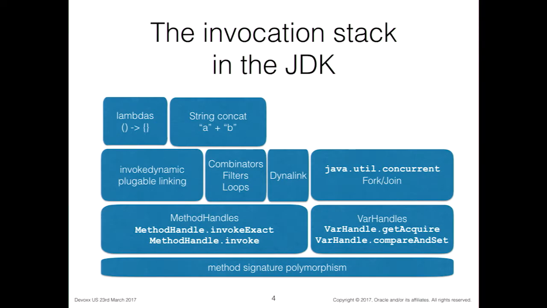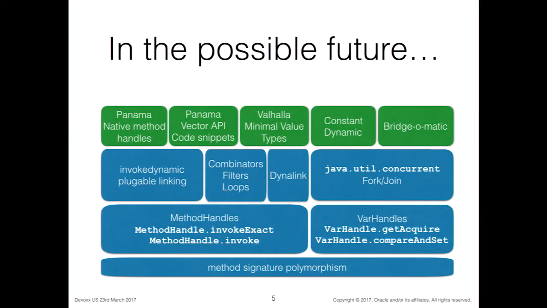Then on the side, we have something called Dynalink, which I don't know a huge amount about, but I know it's used by Nashorn, and it's essentially utilities on top for building dynamic languages. That's a module in the JDK. And then we have some future stuff. I'll let John talk a little bit about that.